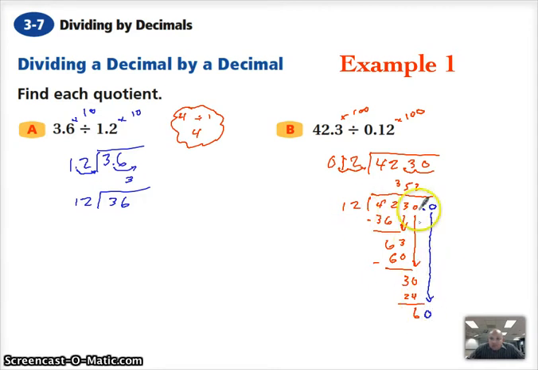How many 12s go into 60? Well, there's going to be 5, because we know that from right here. So now our remainder of 6 is turned into 5/10. So our answer is 352 5/10.